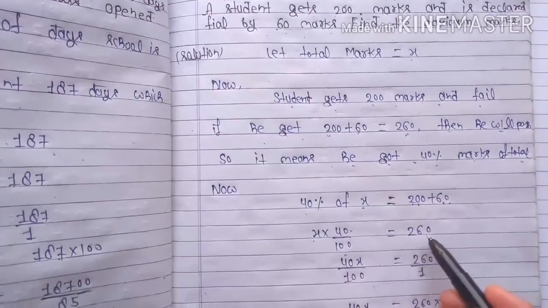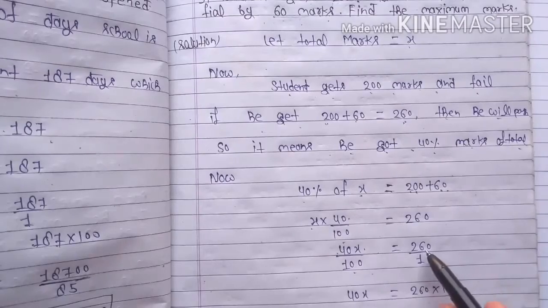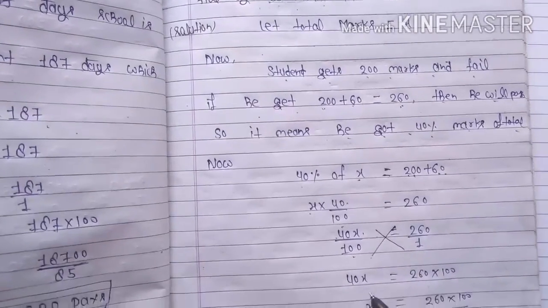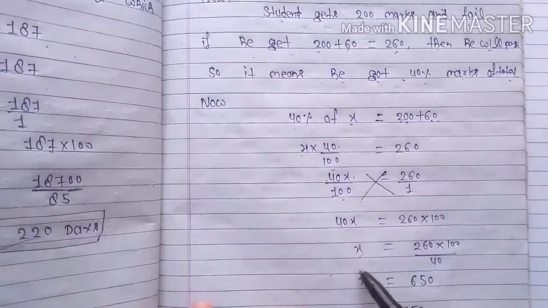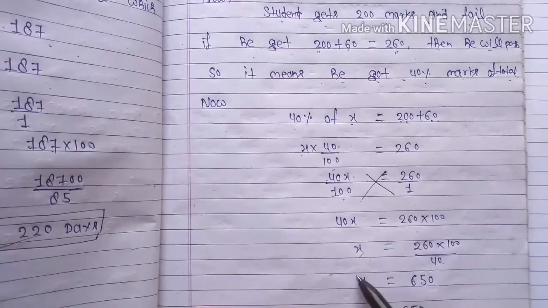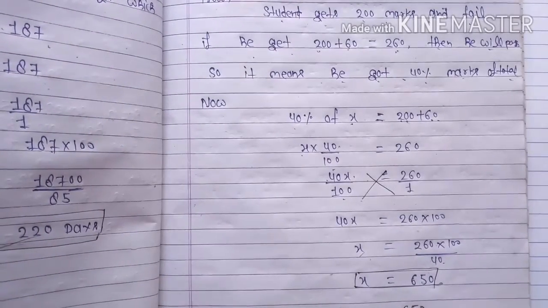X into 40 upon 100 is equal to 260. 40x upon 100 is equal to 260 upon 1. Again cross multiply. 40x is equal to 260 into 100. So x is equal to 260 into 100 upon 40. So x is equal to 650. Means maximum marks is 650.